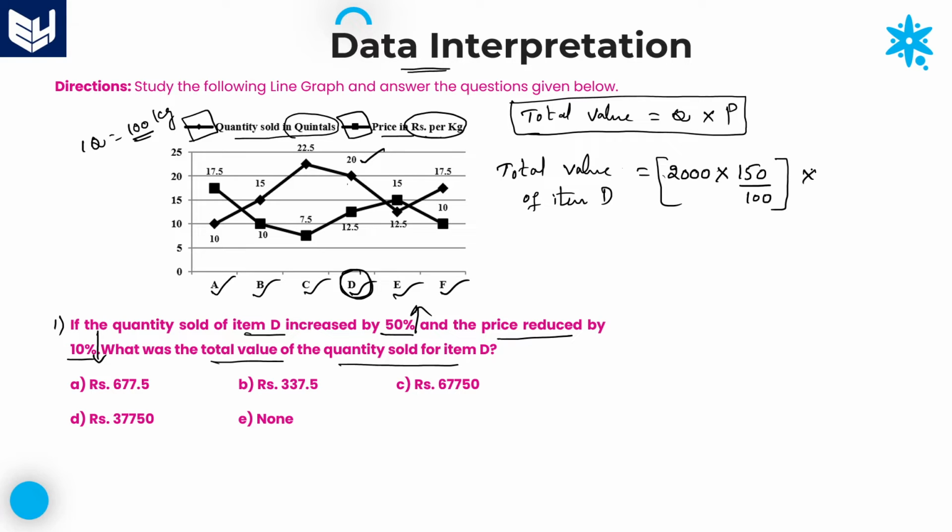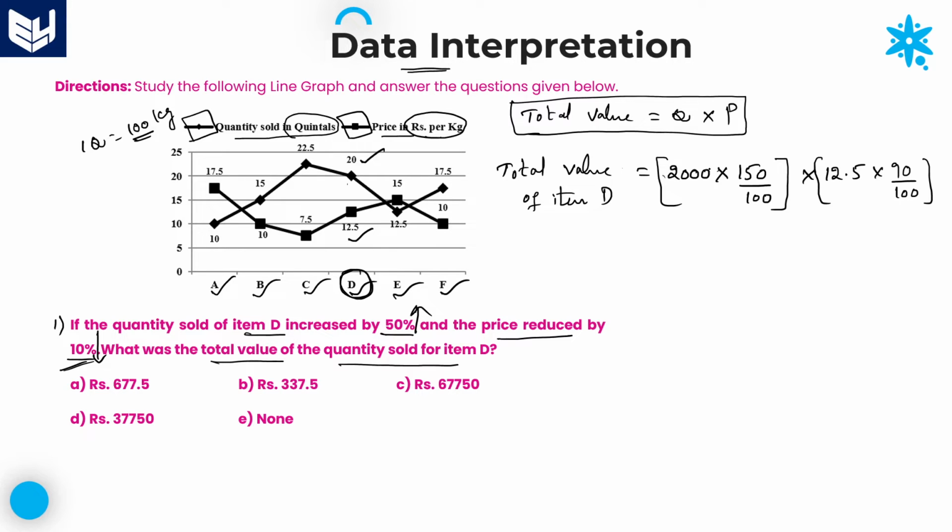Coming to the price, the price is given as 12.5 rupees. But according to the question, this price is decreased by 10 percent. If it is decreased by 10 percent, the remaining price that is left over is 90 percent of the original price. The original price is 12.5 rupees, so the new price is 12.5 into 90 percent.